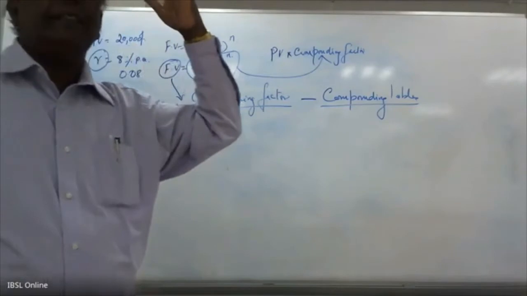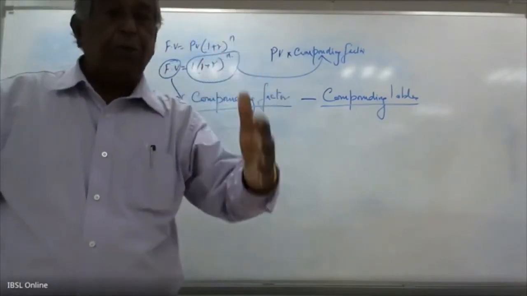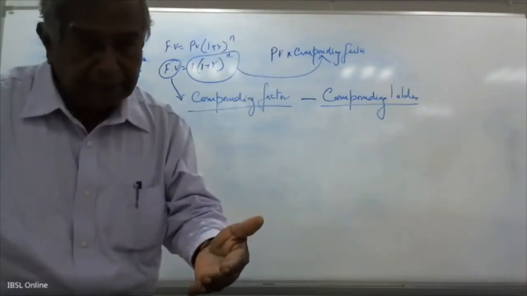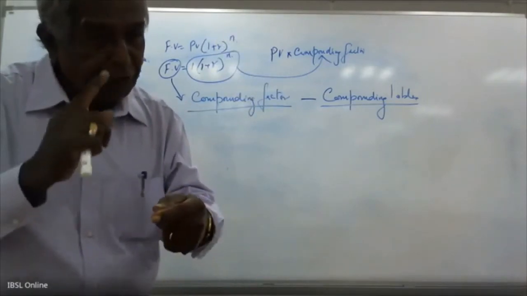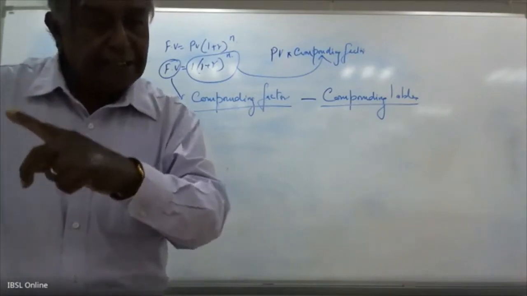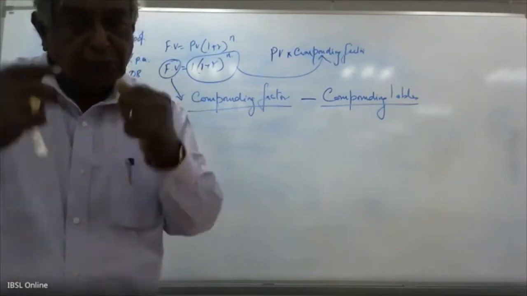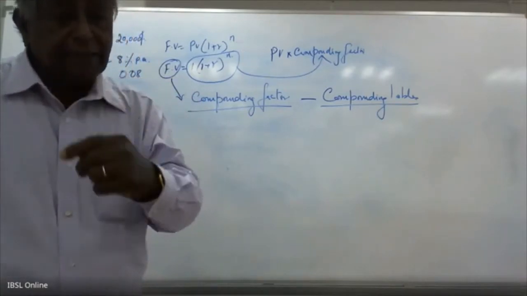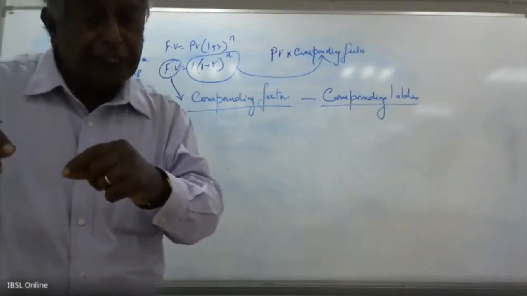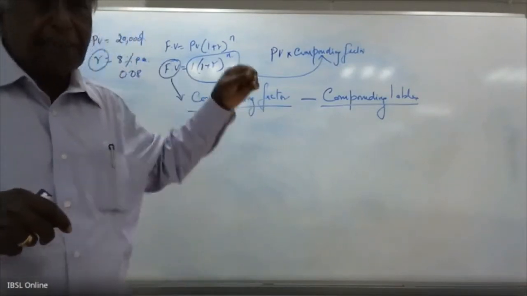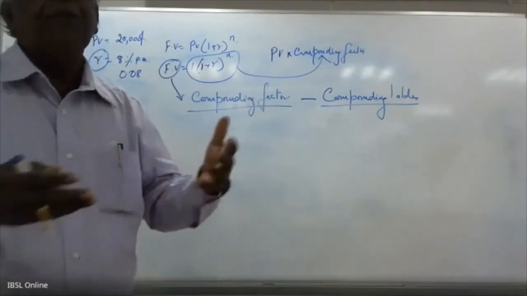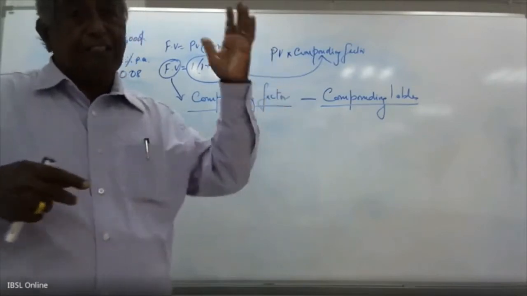So we were doing it like this earlier. The compounding table is for the present value of 1 rupee at various compounding rates and various periods. You take the compounding factor for a particular rate and year, multiply the present value by it, and you get the future value. We were doing that earlier.